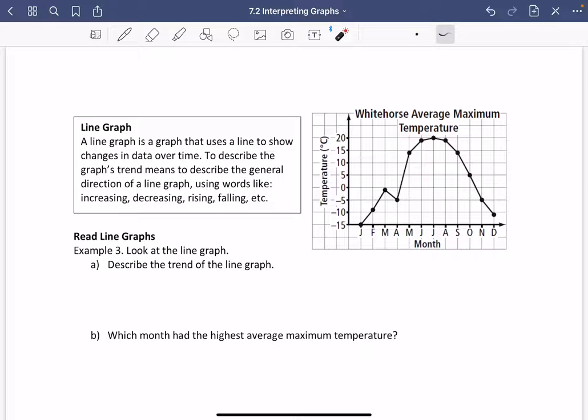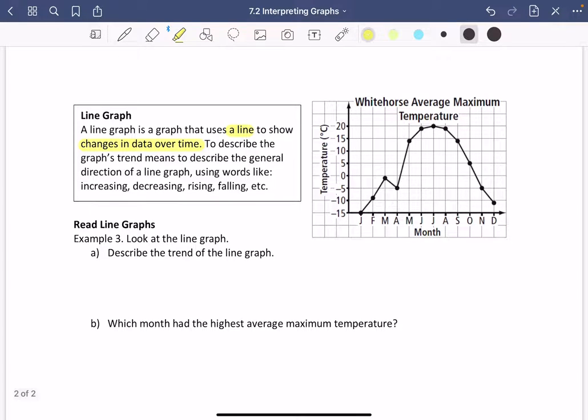Next one, we have a line graph. A line graph is a graph that uses a line to show changes in data over time. And you can describe the trend of the graph from the data here. You can use words like increasing, decreasing, rising, or falling to describe the trend.